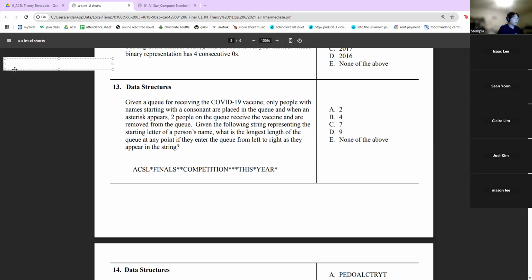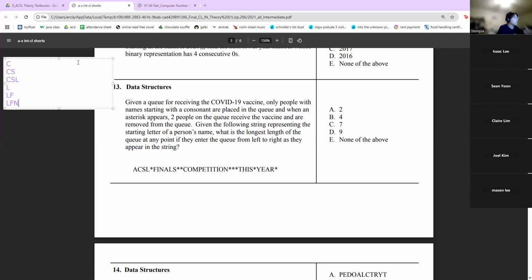So we have A is a vowel, so we don't count that. We have C, then CS, then CSL. Asterisk gets rid of the C and S. Then we have F for finals. We skip the I, we have LFN. We skip the A, we have LFNL. And then we have LFNLS. One set of asterisks gives us NLS, another set of asterisks gives us just S.